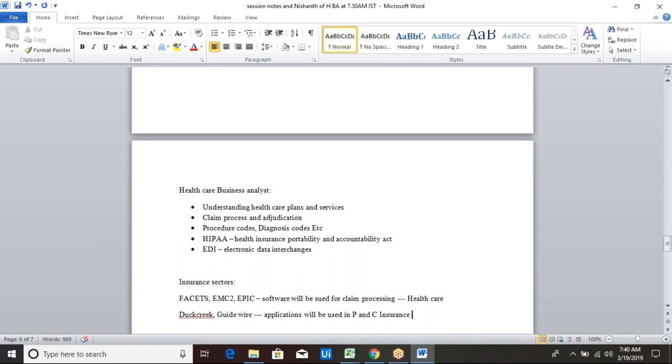So now we were talking about what exactly health insurance is about. Before that, we were talking about the healthcare sector, especially in the US. I am starting from the basics onwards, right? So if you have any queries, you can clarify here.